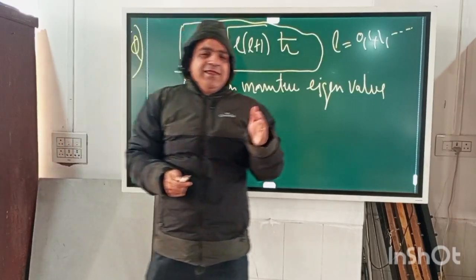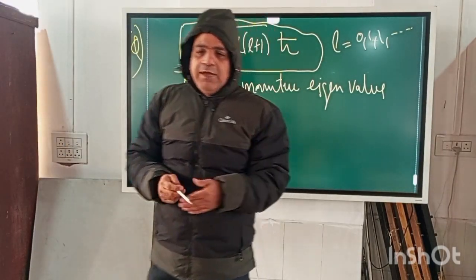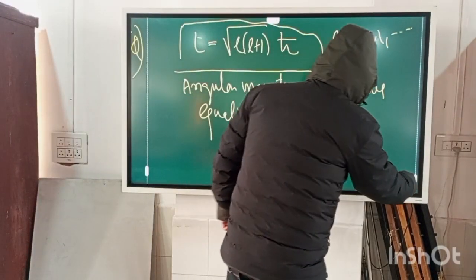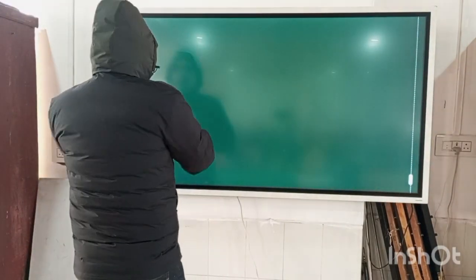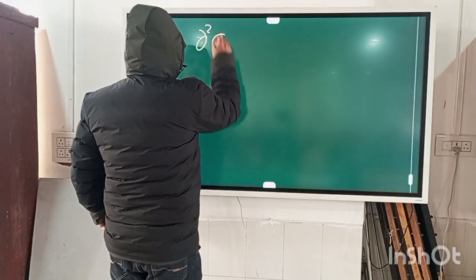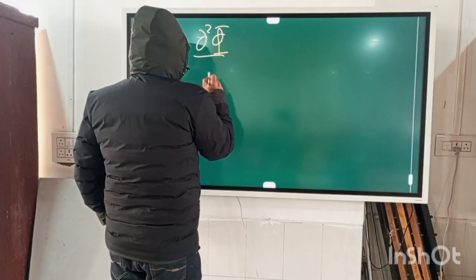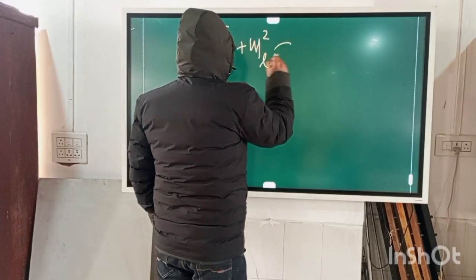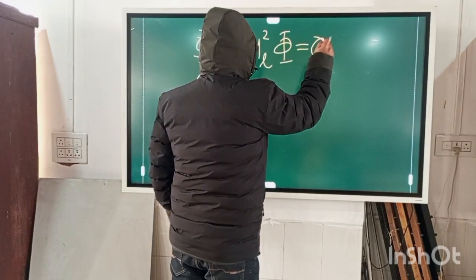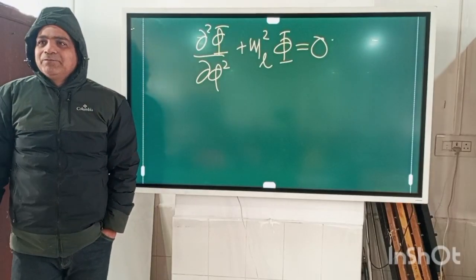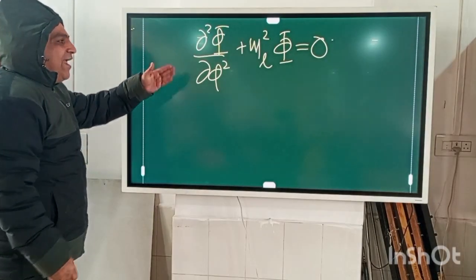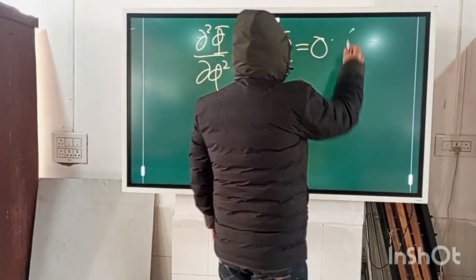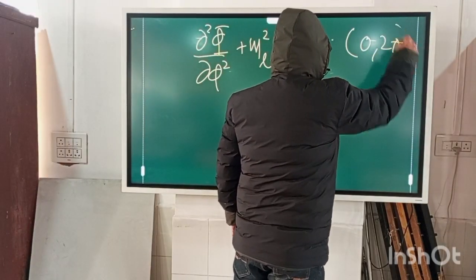Do you remember the equation in terms of phi? In terms of phi, we had ∂²Φ/∂φ² + ml²Φ = 0. Wasn't it? Right? What is phi? Phi is the azimuthal angle, and its value moves from 0 to 2π.